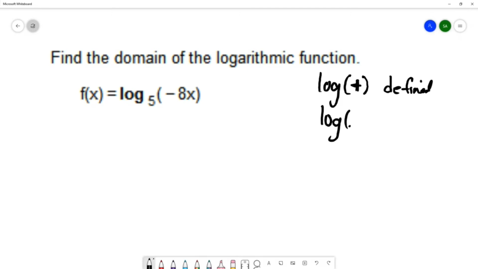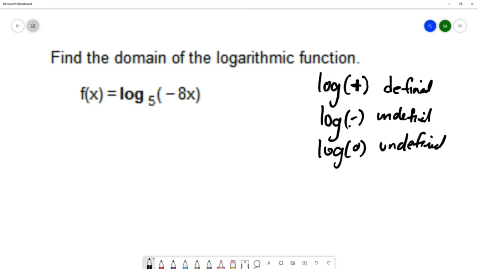but log of a negative is undefined, and log of 0 is undefined. So we can understand this a little bit better if we know the meaning of a logarithm. A logarithm means an exponent.